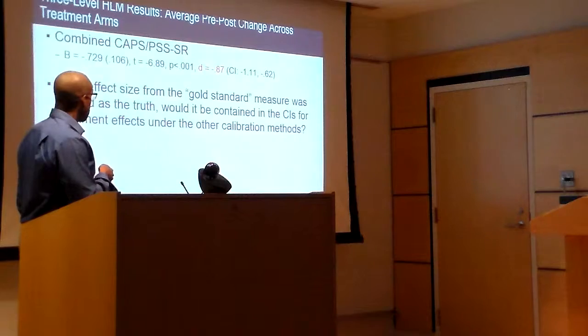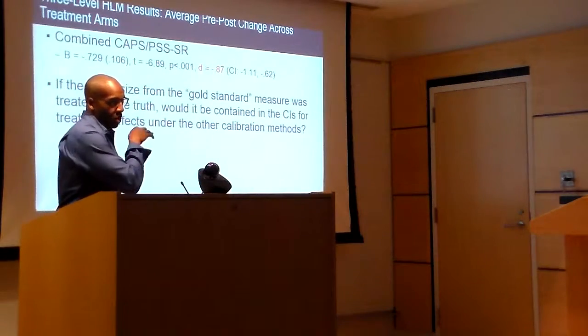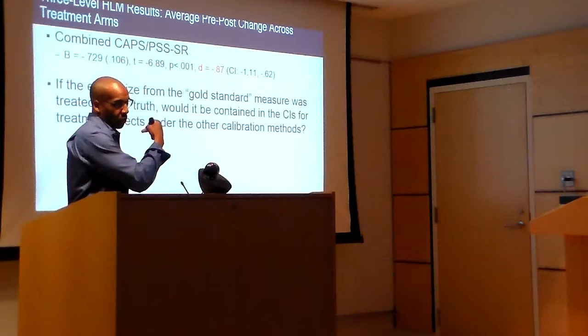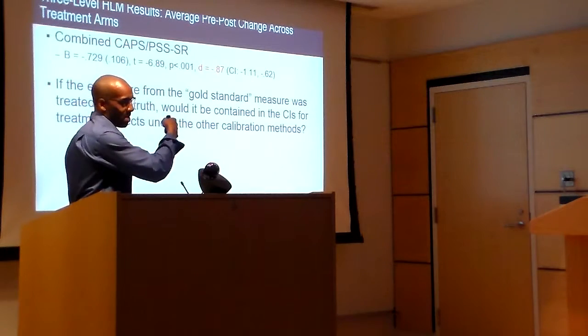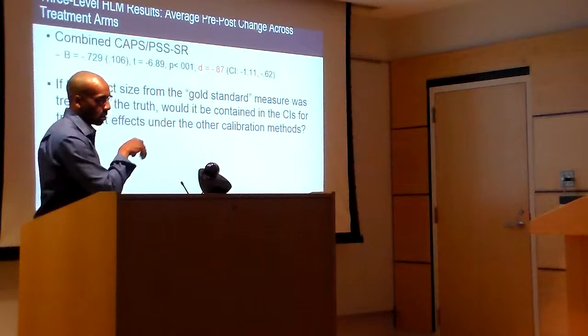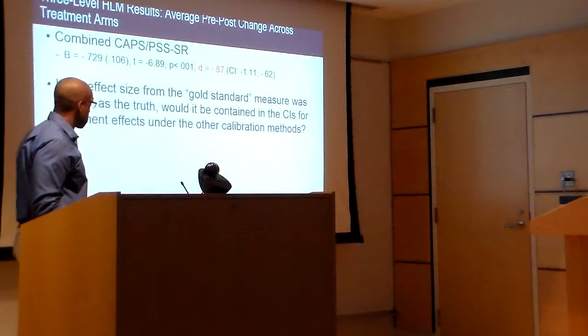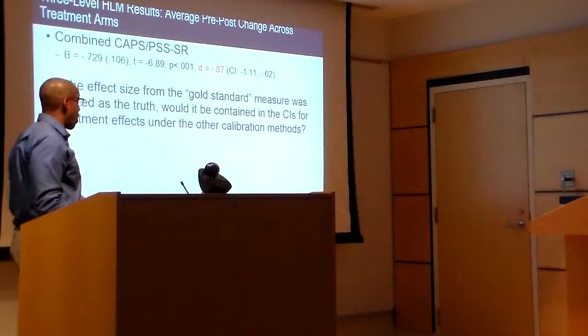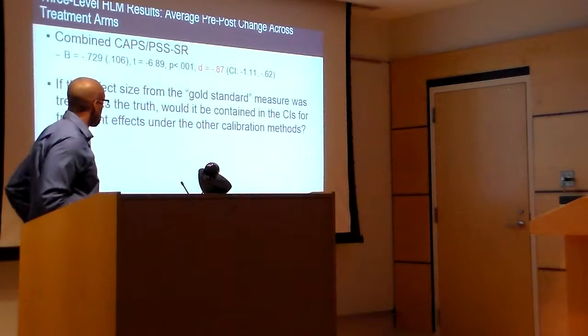If the effect size from the gold standard measure was treated as the truth, would that value be in the confidence intervals across all methods of calibration, where we're just using the CAPS by itself or the PSS by itself? That's another way of saying, are these statistically equated?